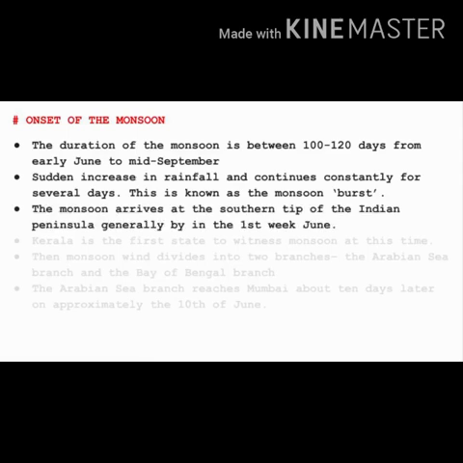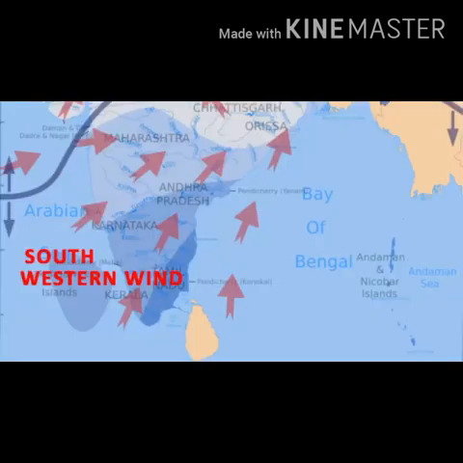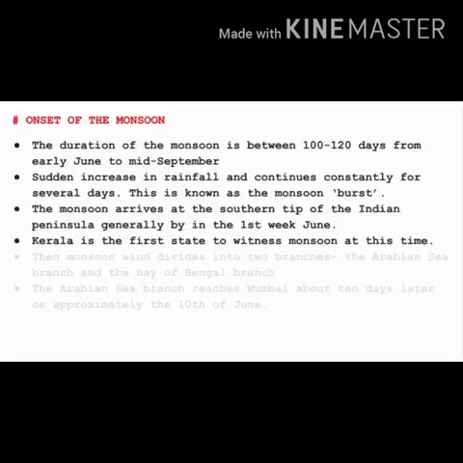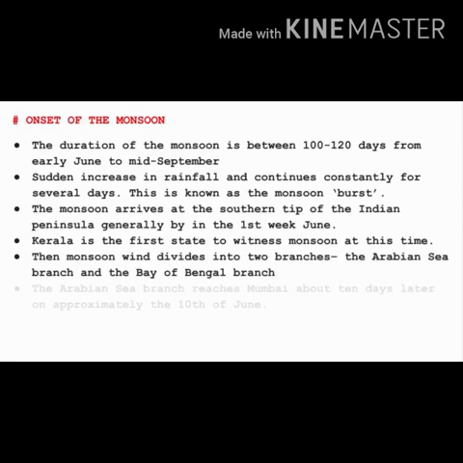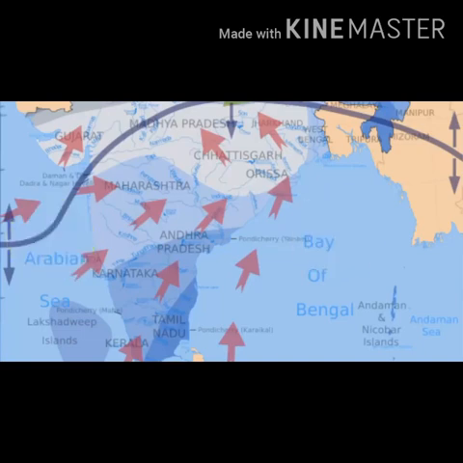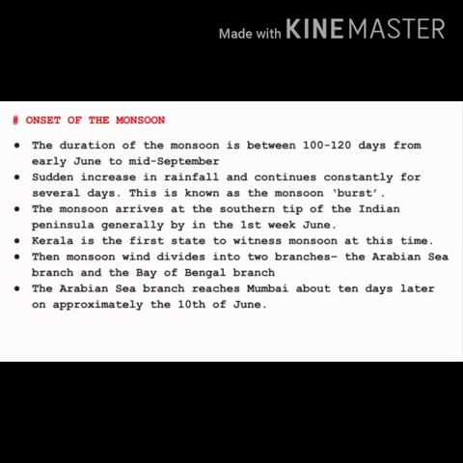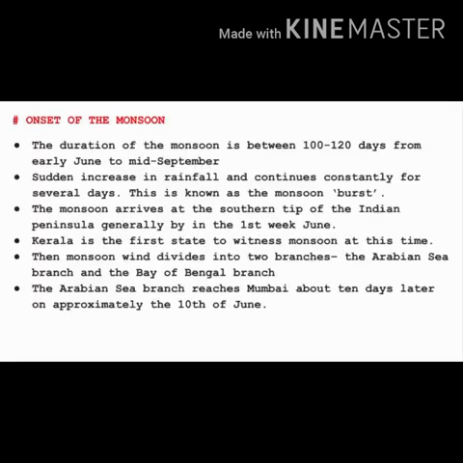The monsoon in our country is generally due to the southwestern wind. Now when I say southwestern side, Kerala is the only state that lies at the tip of the peninsula, which is also in the southwestern region. Therefore, Kerala is the first state to witness monsoon at this time. And then the monsoon wind divides into two branches, the Arabian Sea branch and the Bay of Bengal branch. Exactly after the 10th day, the Arabian Sea branch reaches Mumbai. So 10th of June is the time when Mumbai witnesses rain.